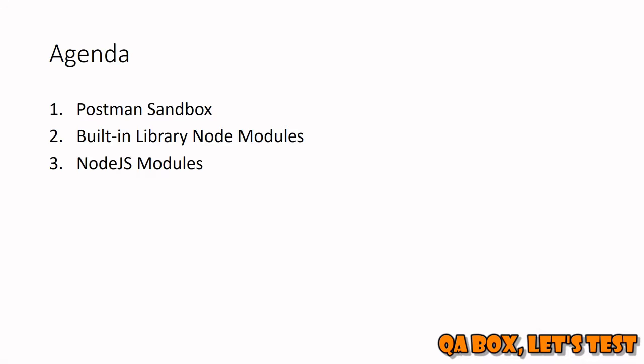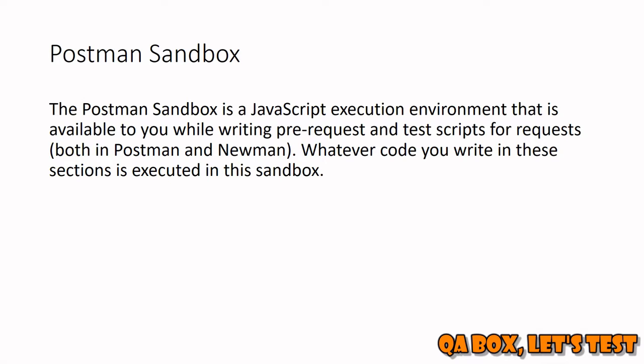So thus far we have been writing our pre-request scripts and test scripts, right? Both in Postman, and again, those are also getting executed on Newman, right? That is because of Postman Sandbox. So Postman Sandbox is a JavaScript execution environment that is available to us while writing pre-request scripts and test scripts for requests, both in Postman and Newman. So whatever code you write in these sections is executed in this sandbox.